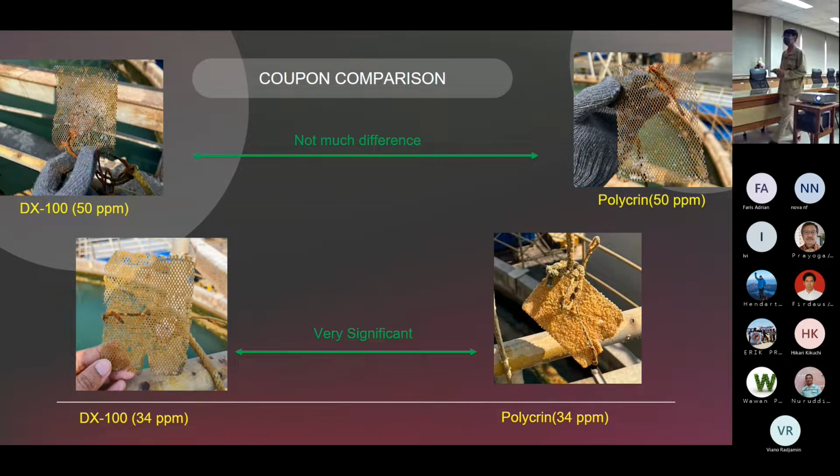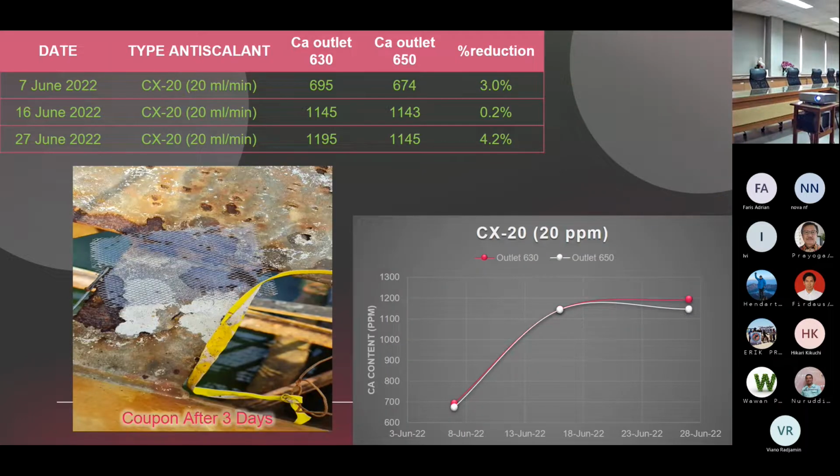So how about the CX20? All right, so as for the CX20 test, back in June, Mr. Marco did an experiment by himself using CX20 with a dosing of 20 ppm. And from what we can see here, the result is much better than the other two. The lab result is great, and the visual coupon is very clean, despite a lower dosing of injection.